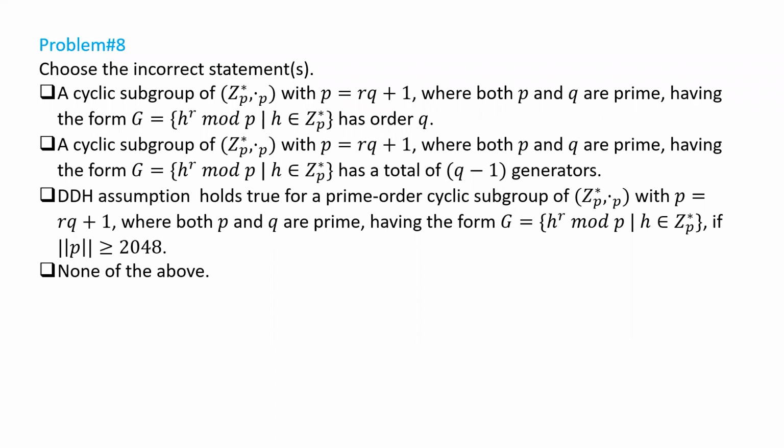And as you know, if a cyclic subgroup has prime order, then except the identity element, all the other elements are actually generators of that group. So it will have Q minus 1 generators. That is also correct. And yes, for a 2048 bit size of prime, that ensures that the DDH assumption holds for those groups. So all these statements are correct. So the answer is actually none of the above.